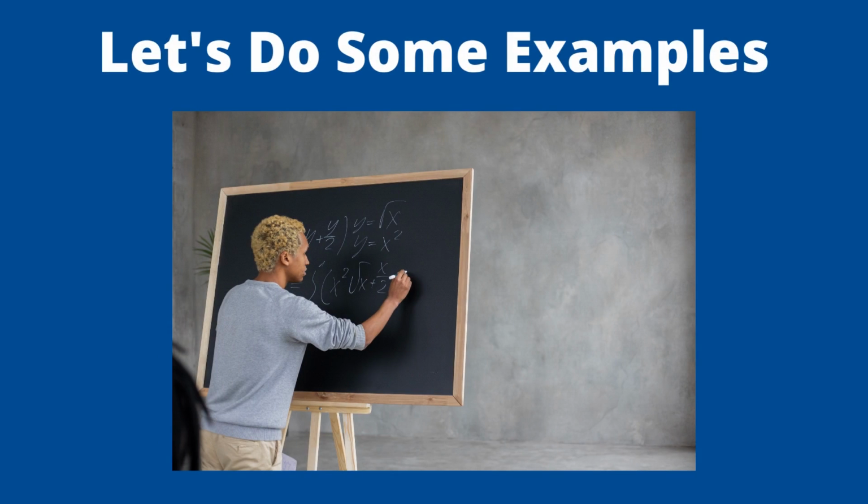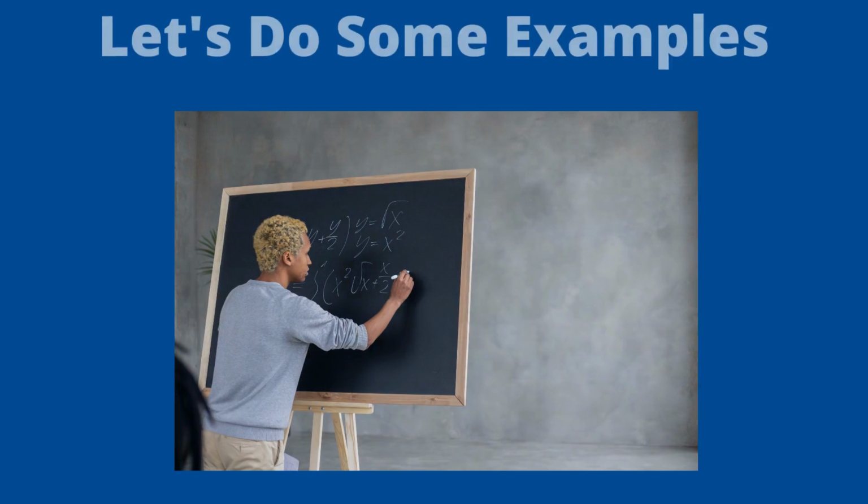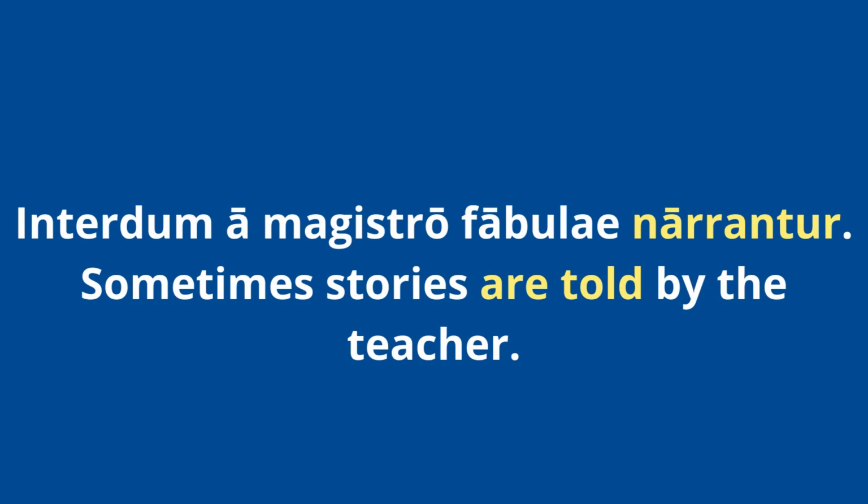That's all it is. So let's look at a few examples so you can see this in action, right? A couple sentences that you can see the translation on. So if I gave you this sentence, interdum a magistro fabulae narrantur, my verb is narrantur, right? You can tell by the NTUR ending, it means they, right, are being told. The subject here is fabulae. So you're saying sometimes, interdum, stories, fabulae, are being told by the teacher, a magistro. So a magistro is ablative case. That's telling you who did the telling. And it's got the a there because a magister, a teacher, is a person, right?